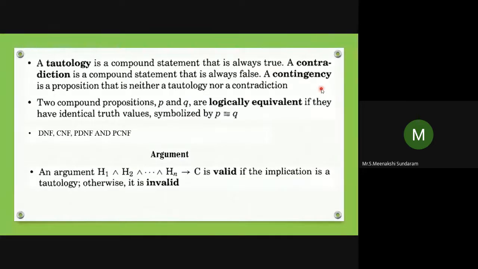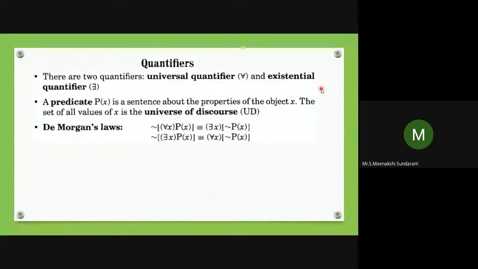Suppose the input is false, we don't bother about the output. Maybe input false, output false, the answer is true. That is the truth value. That is the valid and invalid cases. Then next we studied quantifiers. That is propositions and then quantifiers.